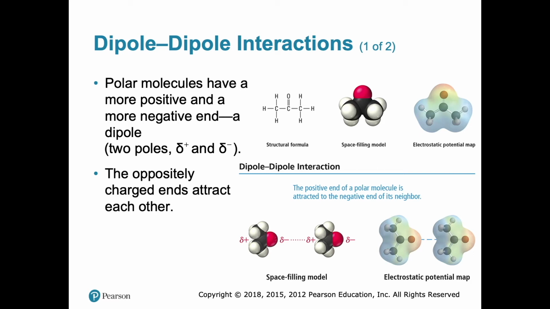And so you can see here that's borne out in this electrostatic potential map, right? Very red up here, red is always negative, and then down here it's very blue because it's very positive. Does that make sense?